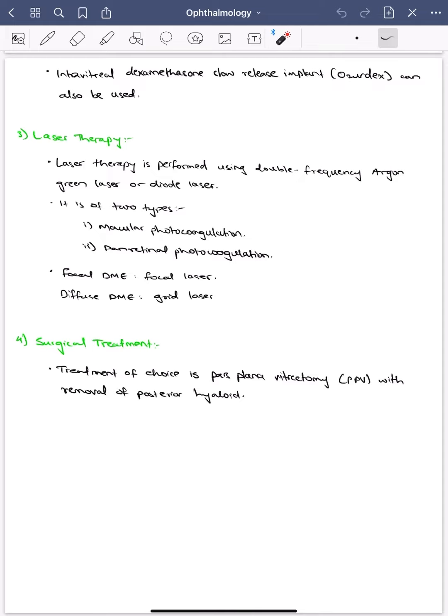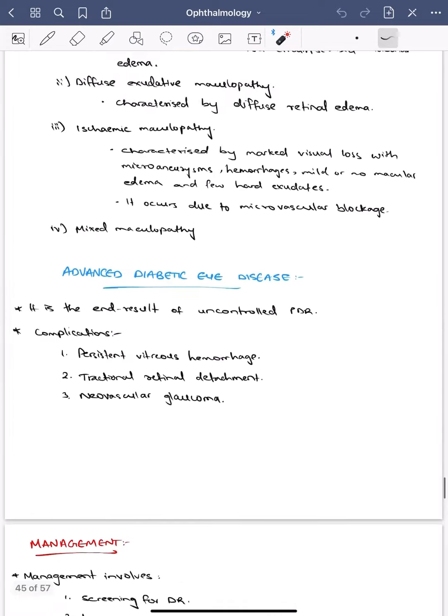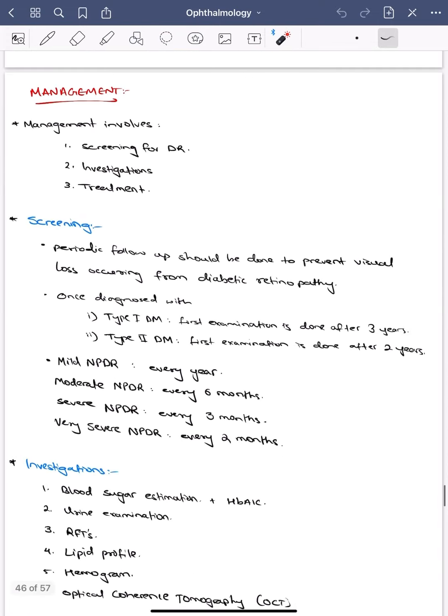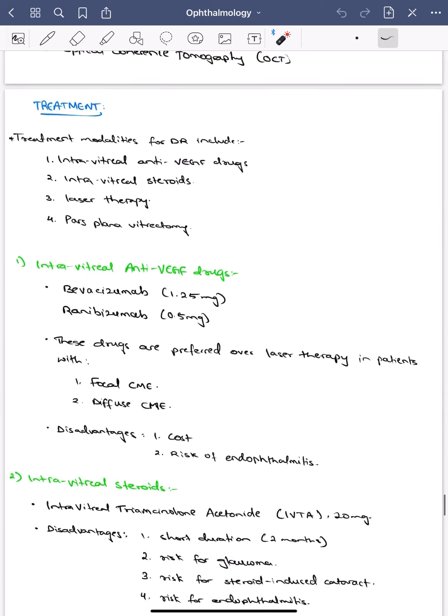Then we discussed diabetic maculopathy, where we discussed the ETDRS classification, that is clinically significant macular edema, and the clinico-angiographic classification, that is exudative, ischemic, and mixed. Under exudative, we have focal exudative and diffuse exudative. Then we discussed the management. Under management, we discussed the screening for diabetic retinopathy, the investigations to be done, and the treatment. So this concludes our discussion on diabetic retinopathy.